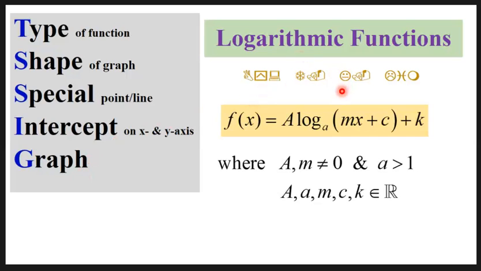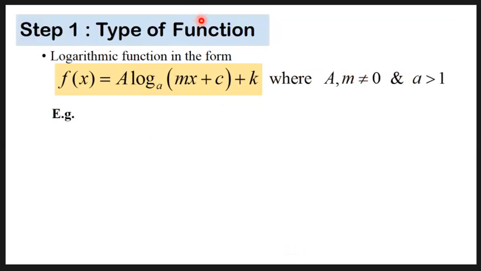So here, let's quickly go through the log functions that we're going to discuss for the sketching later. They are log functions where we only have an x term inside the log, and the x term is supposed to be a linear expression. We will see further details in step 1, the type of functions, for a better idea. Basically, we're discussing log with a linear expression within it, and the rest of the parts should just consist of constants.